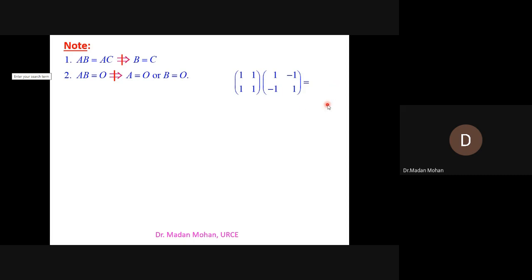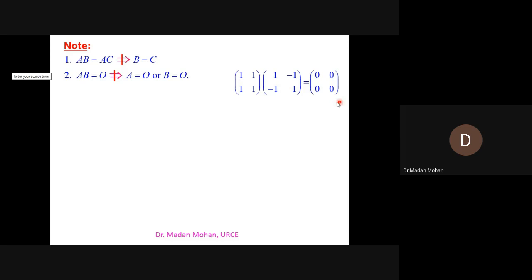What is the answer here? 0, 0, 0, 0. Right, very good. You got a zero matrix. Both are non-zero, but the product is zero. Got the meaning? At least one is zero may fail. Both are non-zero, but the product is zero. It may happen. Means the product of two non-zero matrices may be a zero matrix.